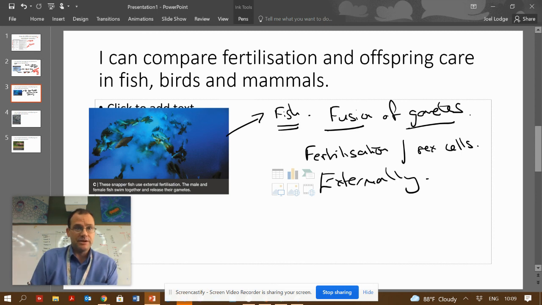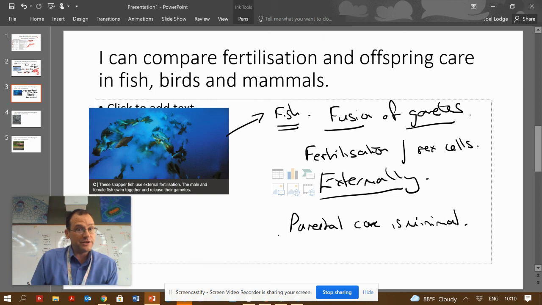And we can see here this huge cloud is actually sperm cells from the males and the egg cells from the females in this huge cloud together, and as that cloud happens in close proximity to each other, fertilization takes place. And those eggs will probably sink to the bottom, and parents will have little or no care of those eggs after that. So with external fertilization, parental care is minimal.